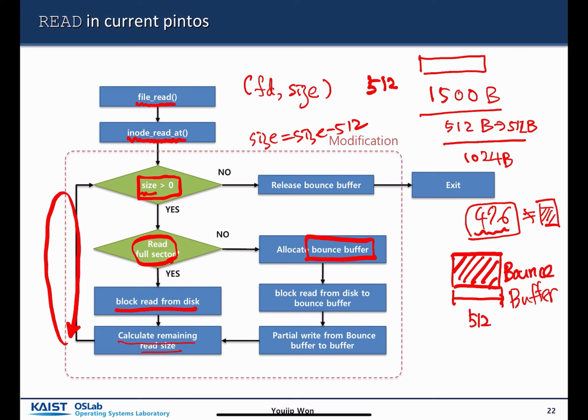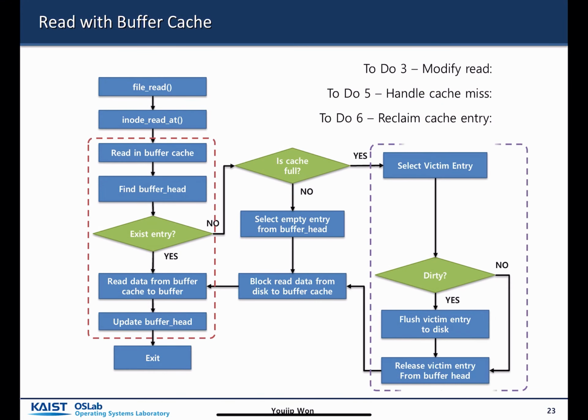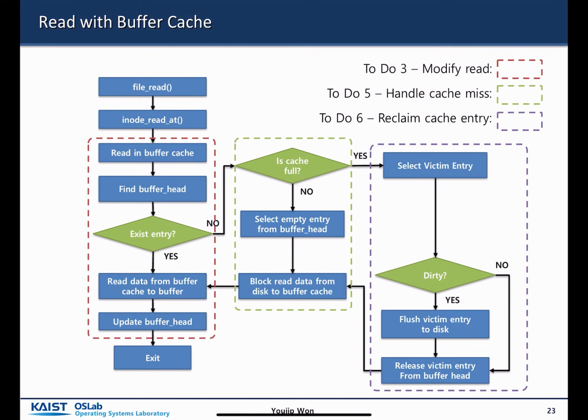And then copy only 476 bytes from the bounce buffer to the buffer designated by the read. This is 476 bytes. So this is how you perform a partial read. Okay, so now you have to implement this part. Of course, the entire diagram looks a lot more complicated, but don't be afraid, it is easy and you should be able to do it very quickly.